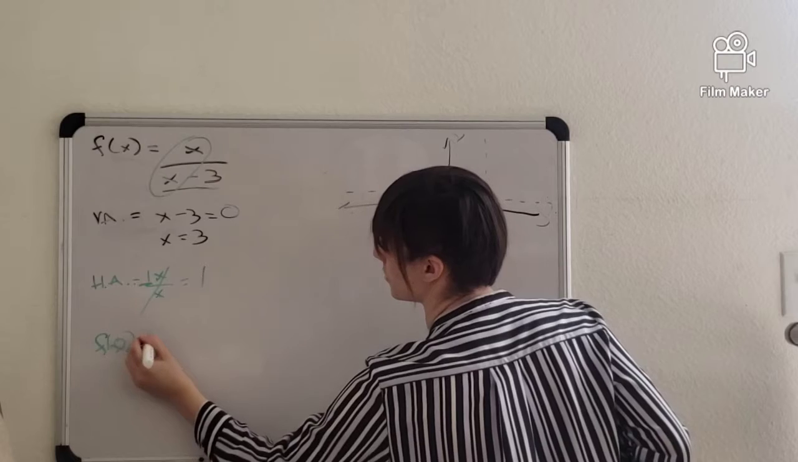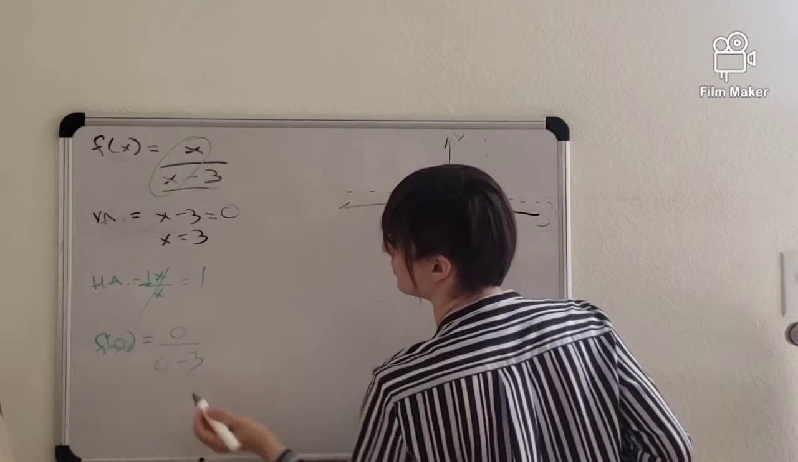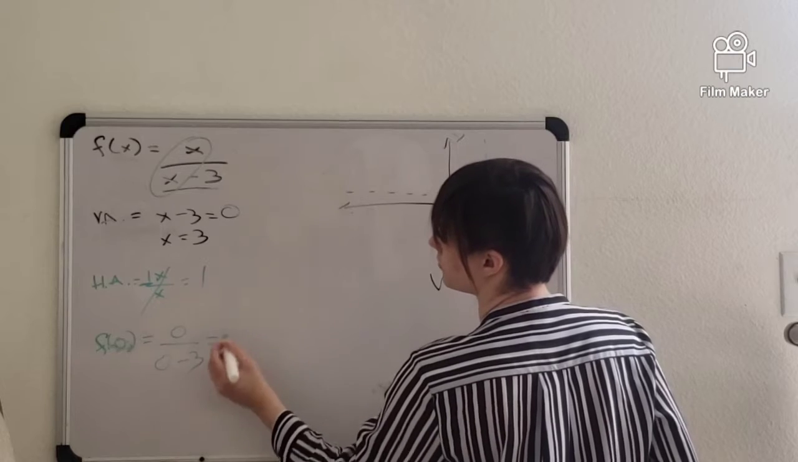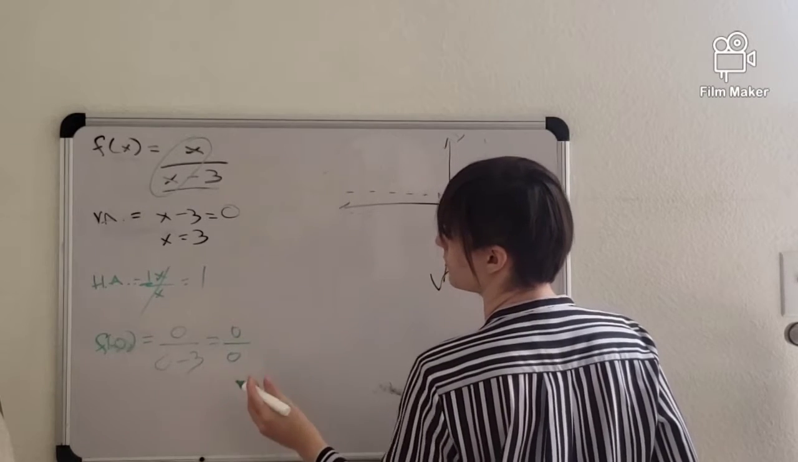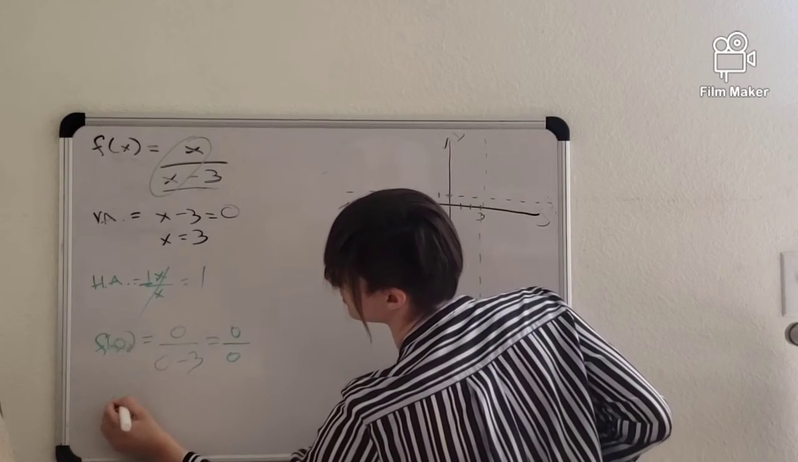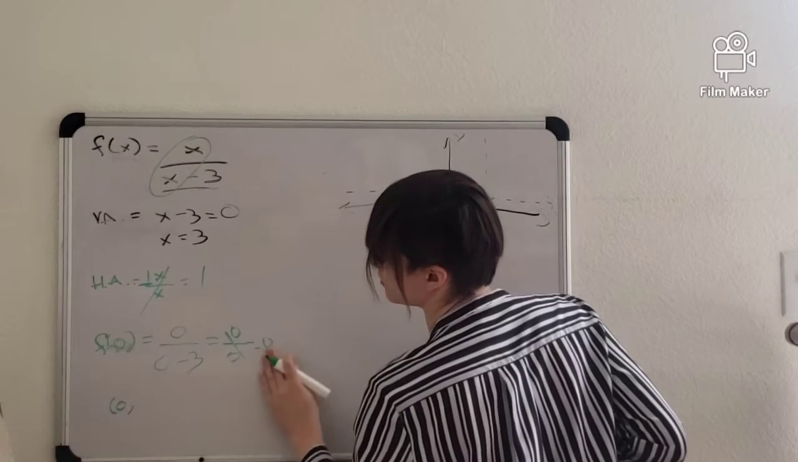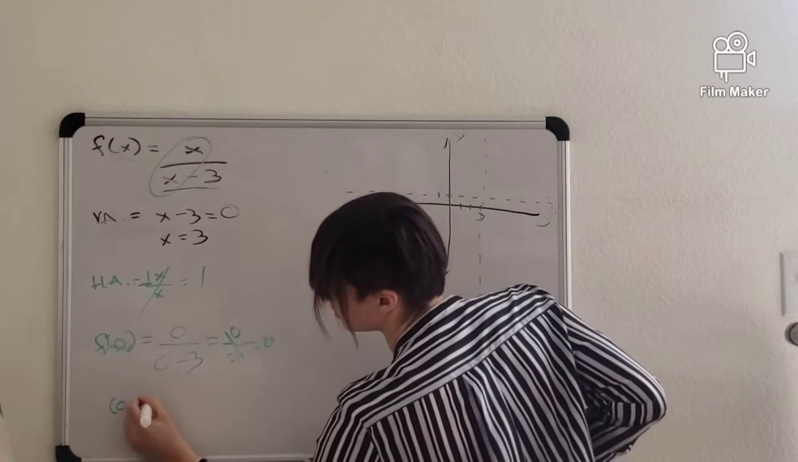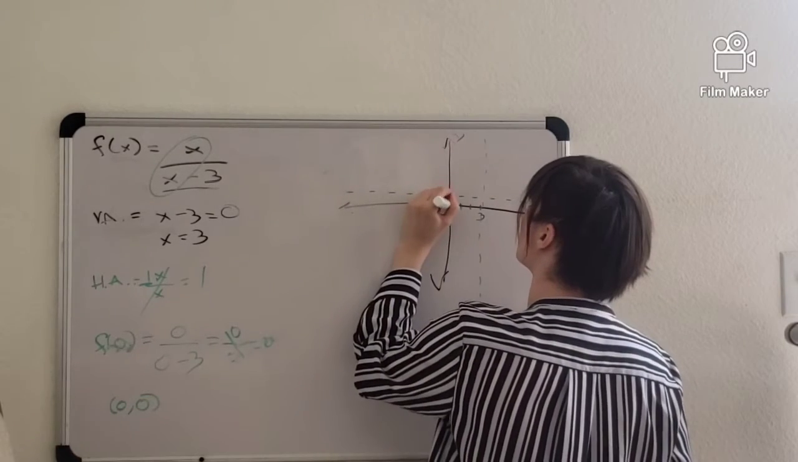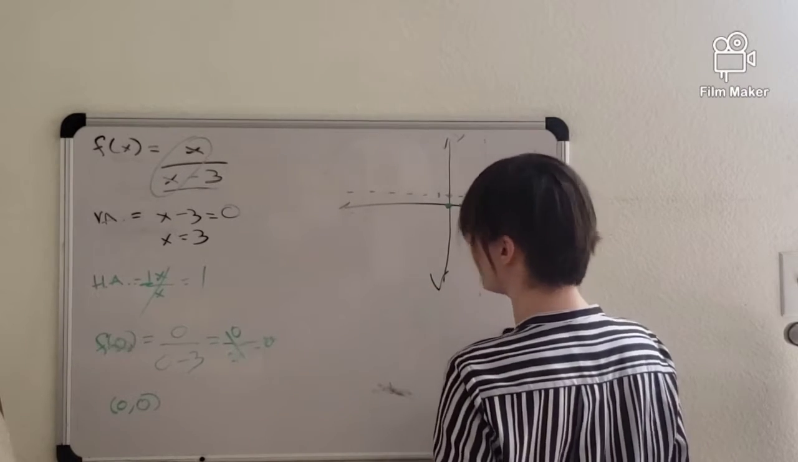On the negative x direction, you have 0 over 0 minus 3. So it would be equal to 0 over 0. This is going to be our x-intercept. So when x equals 0, because that's equal to 0, obviously. X equals 0, our y is equal to 0, making our x-intercept 0, 0.